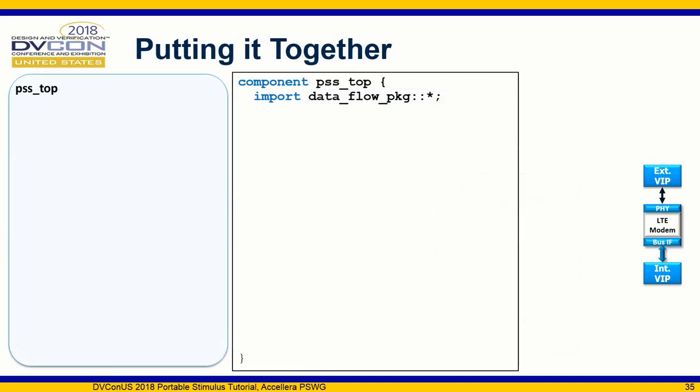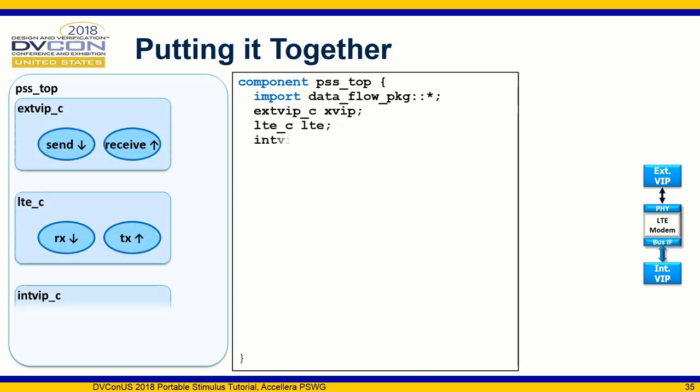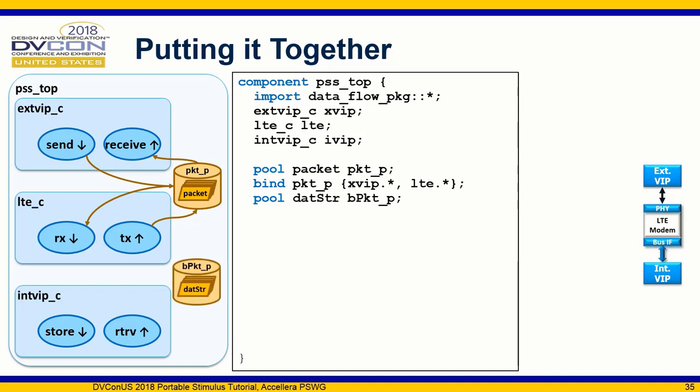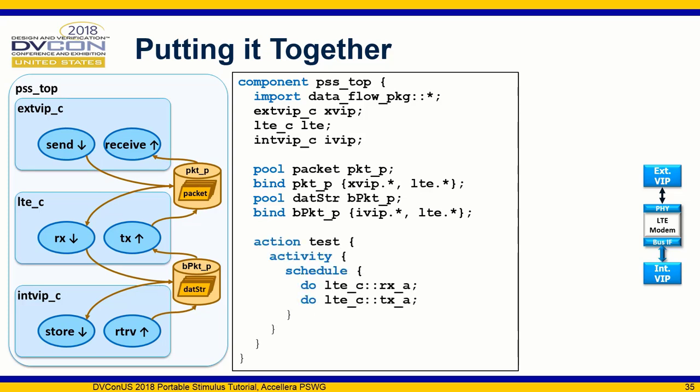Given that, we can put this system together, system in quotes, right? It's a little block level environment. So in my top level component, I'm going to import my data flow package. I'm going to instantiate my three components: my external VIP, my modem, and my internal VIP. Each of those has a set of actions associated with it. I'm going to create my packet pool and bind that to the external VIP and the modem. And I'm going to have my data stream pool, and bind that to my modem and my internal VIP. Then I'm going to say schedule, do a transmit and a receive.